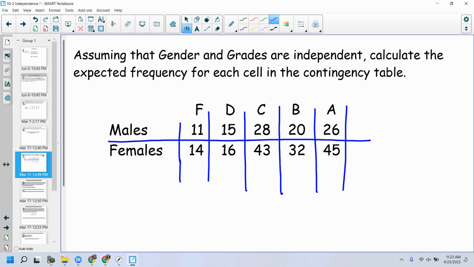Okay, what's my total F's? 25. Total D's? 31. Total C's? 71. Total B's? 52. Total A's? Okay, total males. Okay, 26 plus 20 is 46, plus 8 is 54, plus 20 is 74, plus 100. Oh, 100 on the dot.